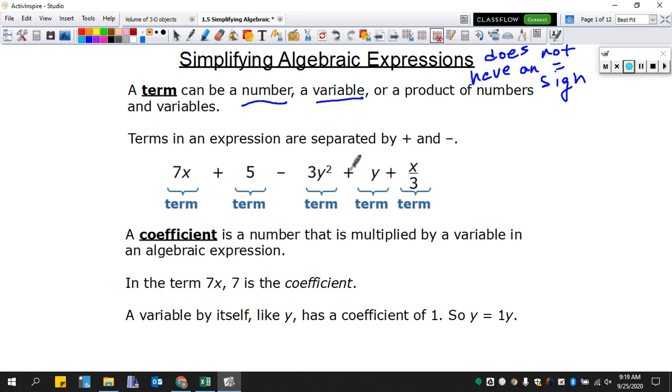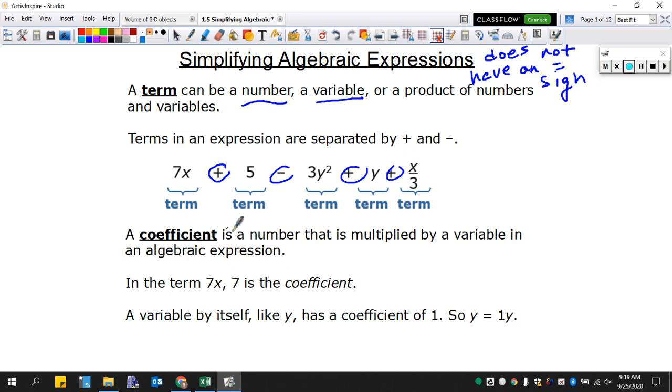Okay, so in this expression here, 7x is a term, 5 is a term, 3y squared is a term, y and x divided by 3 are all different terms. All right, and the operations are, well, in 7x it's multiplying. Okay, x over 3 is dividing. 3 times y squared, that's multiplying. But the terms are separated by the addition and the subtraction that's in between them.